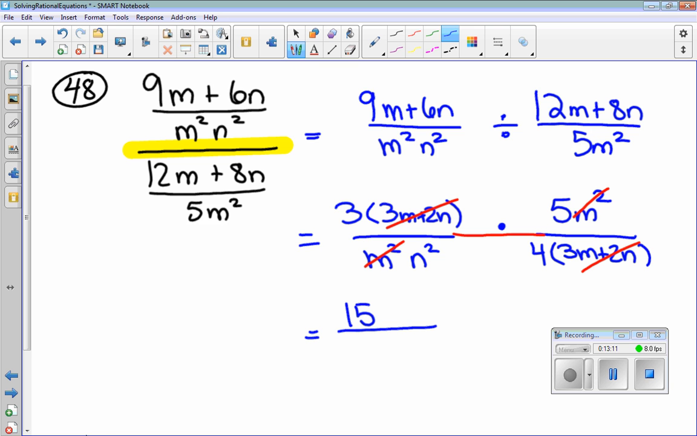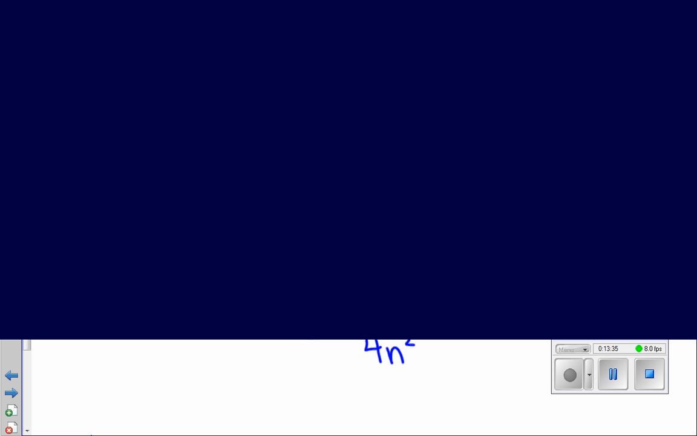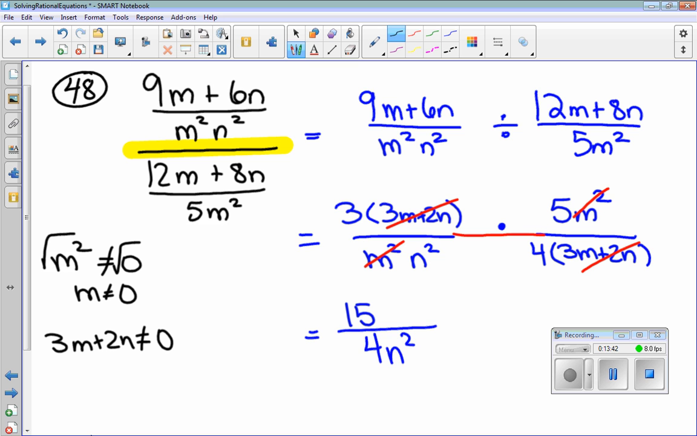But what are we talking about? What's a domain restriction? Or what's the restrictions on the variables? I take the m squared and I set it equal to 0. So we know that m can't be 0. Would you agree with that? Just square root both sides is fine. And then this other one, 3m plus 2n can't be 0. That's kind of weird because there's 2 variables in there. So let's see how the book told us to write our answers with those domain restrictions, because these are the restrictions.